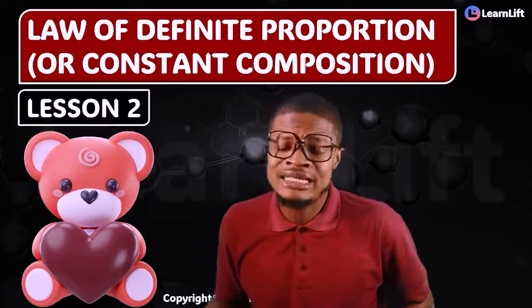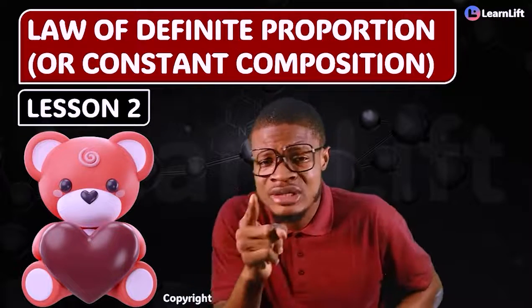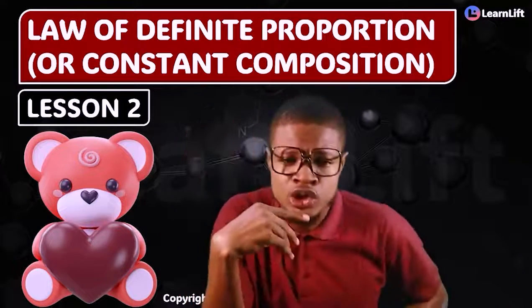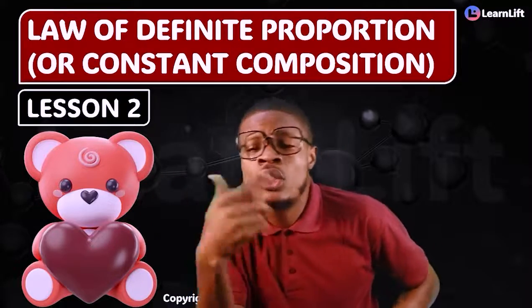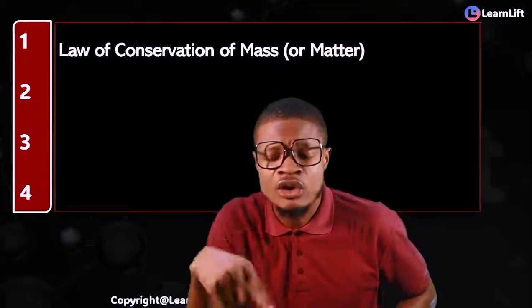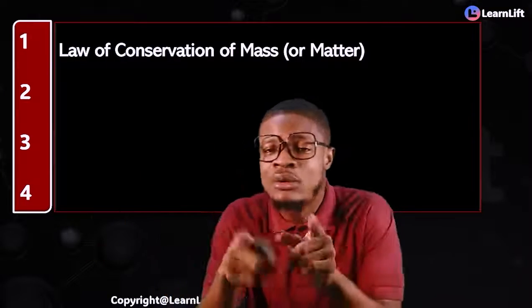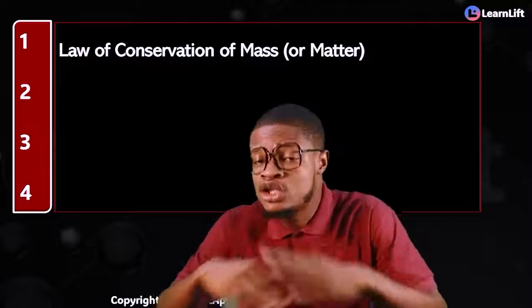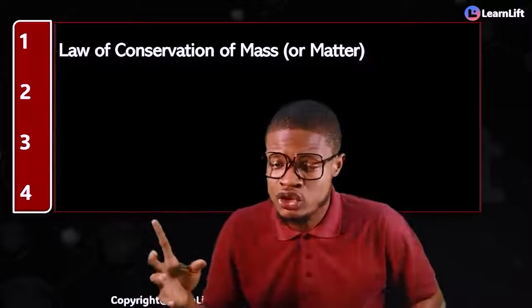Very fast. Another important thing is that you must know that the law of definite proportion or constant composition is under the law of chemical combinations. And I told you that there are 4 laws of chemical combinations. What are the 4 laws of chemical combination? The first is the law of conservation of what? Mass or matter. And that was the first class where I explained everything, treated all the JAMB past questions and the WAEC past questions for you.